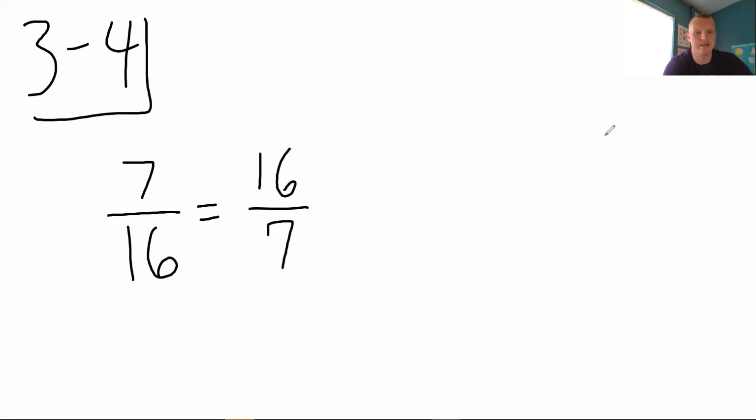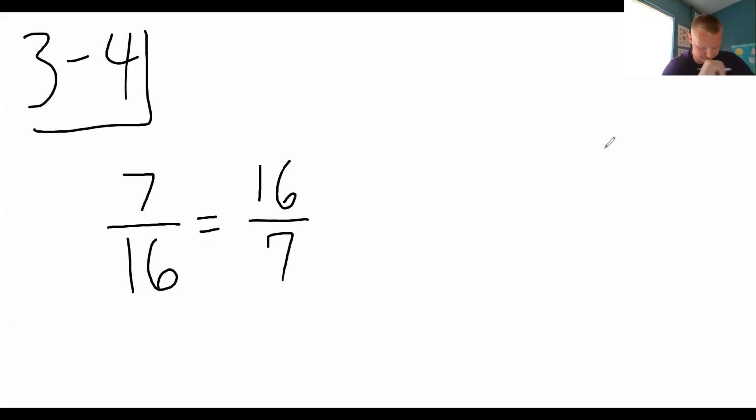We know that is the inverse because if we took the product of both of those, it would end up equaling 1, because if we took 7 times 16 and 16 times 7, they're going to equal the same thing. So it would be 1. So that's what you're doing when you're finding an inverse. What about if we had a negative number? It's going to be the same idea except with negatives.